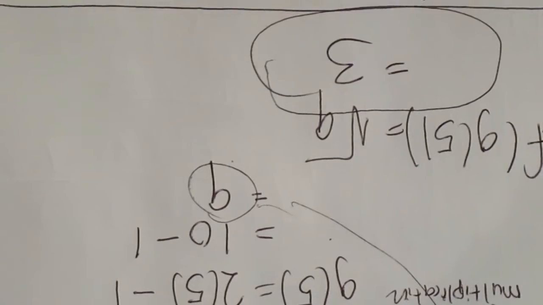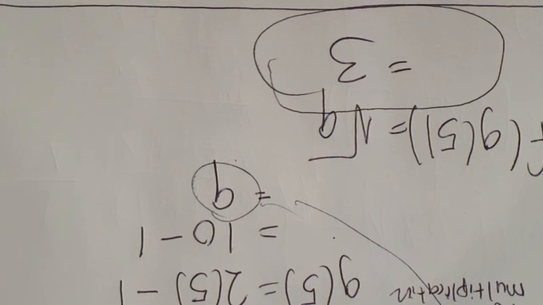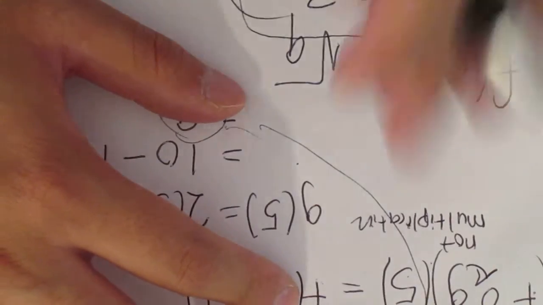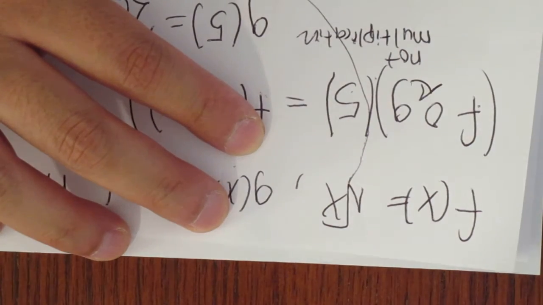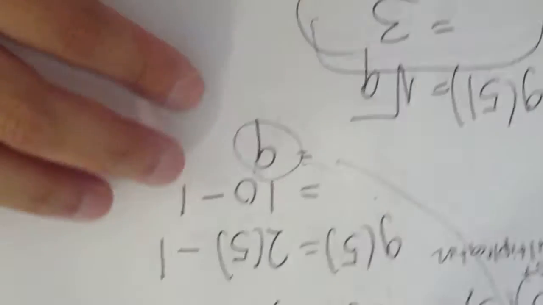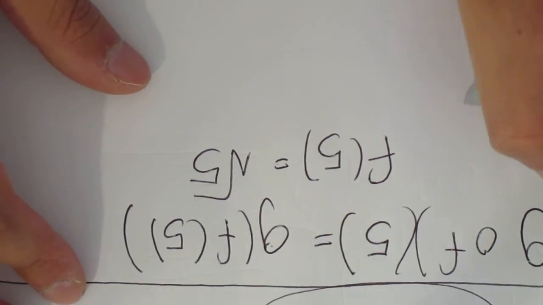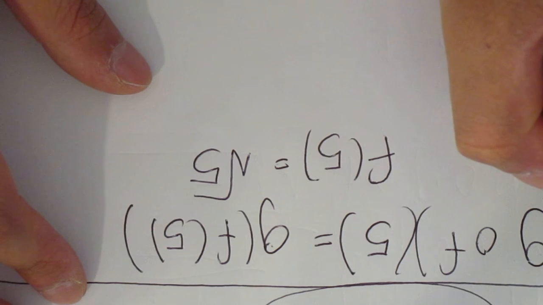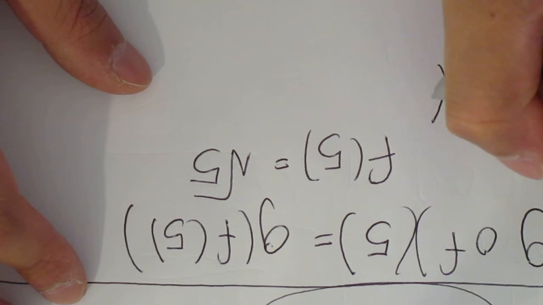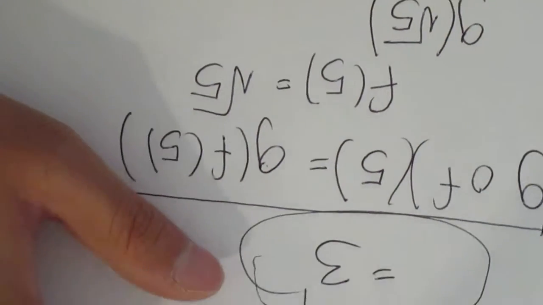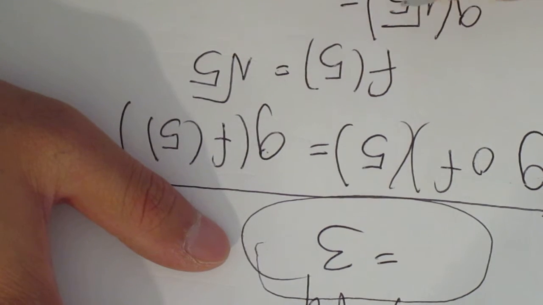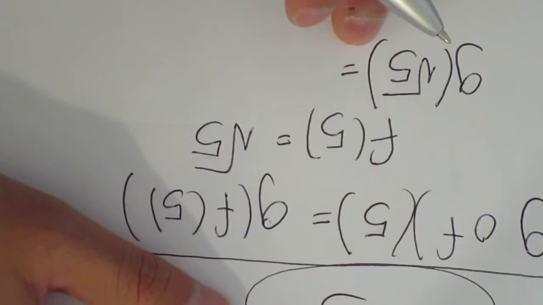So f of 5 is whatever the function f is. f of x is square root of x, so f of 5 is square root of 5, and then plug that into g, whatever that answer is. You just plug it into g. And we know that g is 2x minus 1, right?